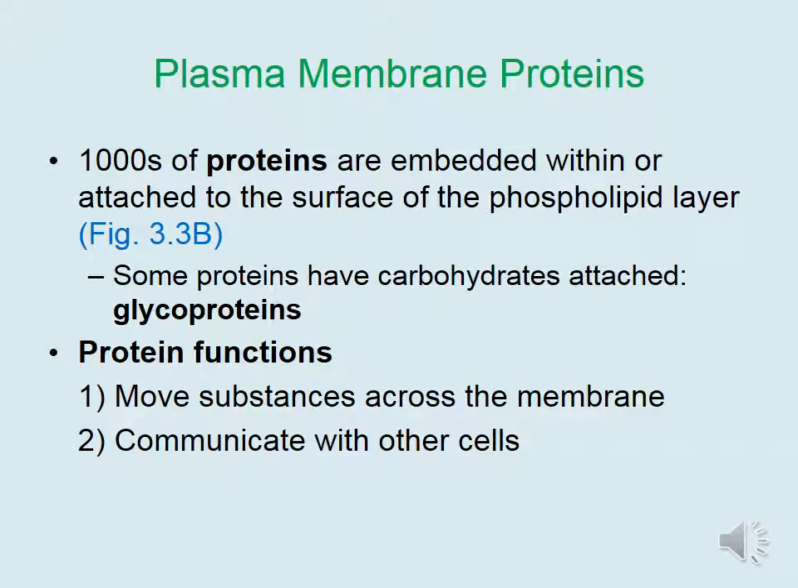There are thousands of proteins either embedded within or attached to the surface of the phospholipid bilayer. Some proteins have carbohydrates attached. These are referred to as glycoproteins. Glyco as a prefix means sugar. Recall from Unit 2 that glycogen is the storage form of carbohydrates found in animals. The functions of these proteins include to help move substances across the membrane, either into or out of the cell, and also to communicate with other cells in the organism.